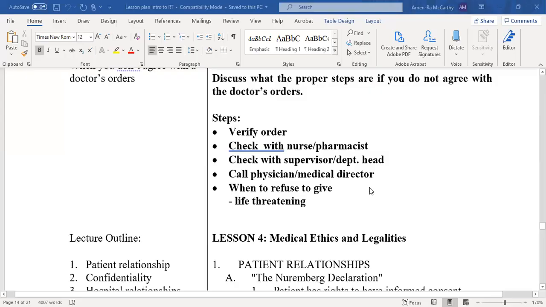All right. So what do you do if somebody disagrees or refuses some medicine? So look over these steps. All right. Discuss the proper steps you do if you don't agree with something.